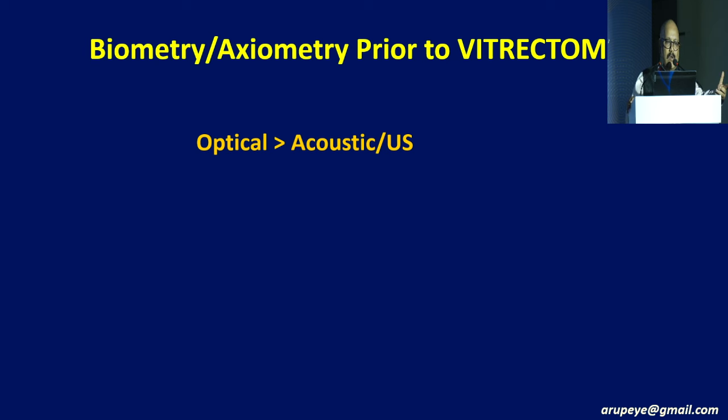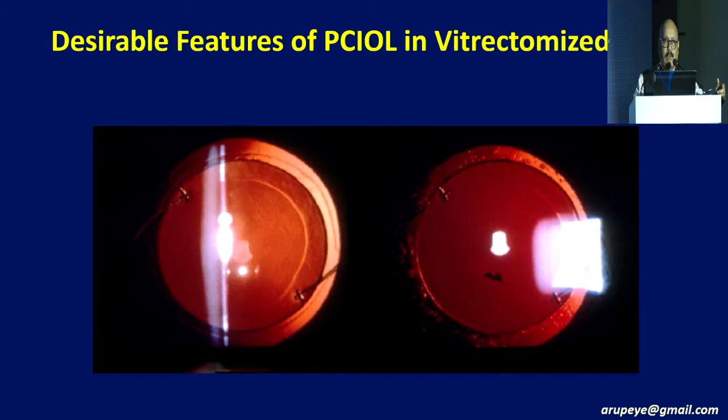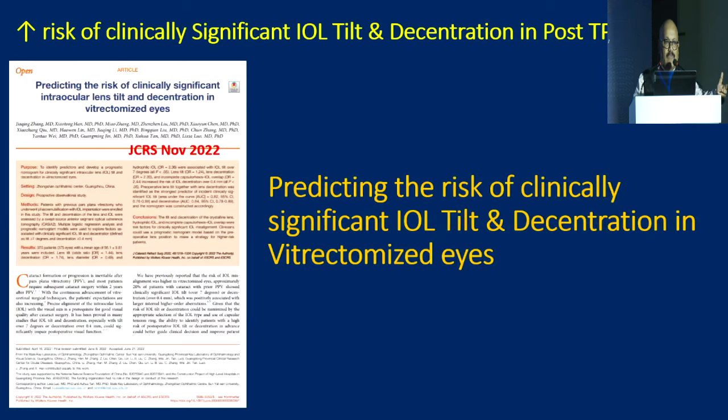So there are a few take-home points. We perform an optical biometry for all our posterior segment cases. If patients come to us for cataract surgery having had a vitrectomy elsewhere, we have to perform an acoustic ultrasound. The optical biometry is archived in the hospital, and it is also handed over to the patient for safekeeping. Use a good quality intraocular lens for these patients.